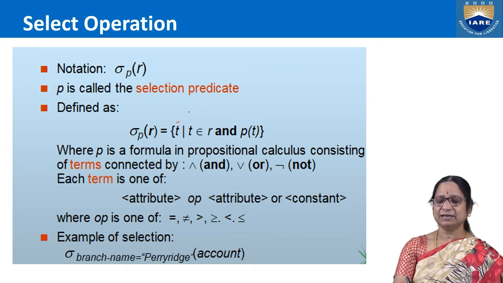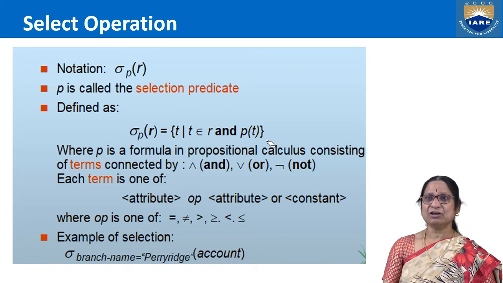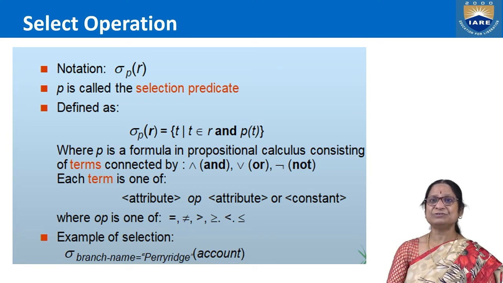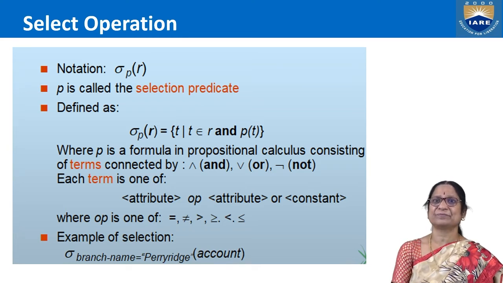Set of T means T such that T belongs to R. From R we are taking, and P of T. That means where the predicate is satisfied in the tuple, those tuples are going to be listed. Where P is a predicate, as we have been telling.